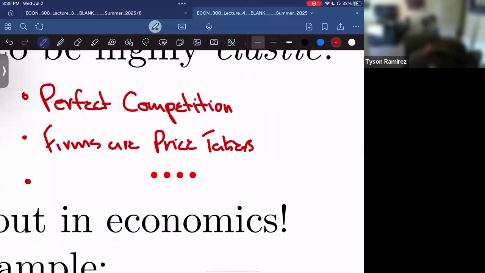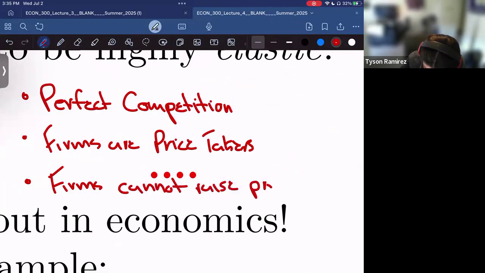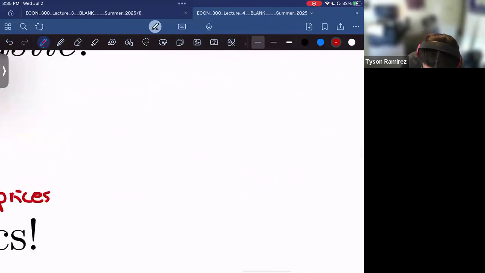And I just want to write here that firms, if demand is elastic, cannot raise prices without losing profit.